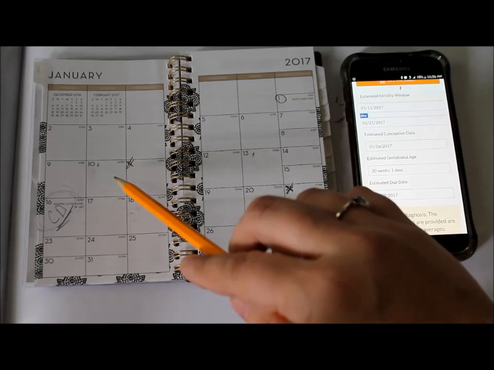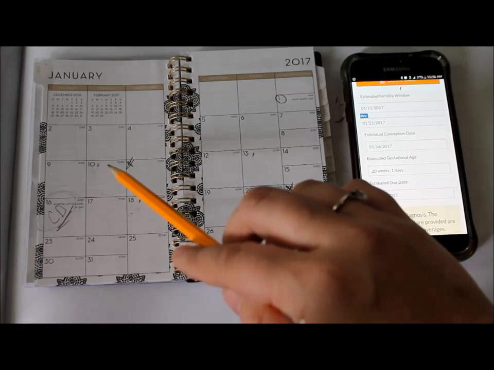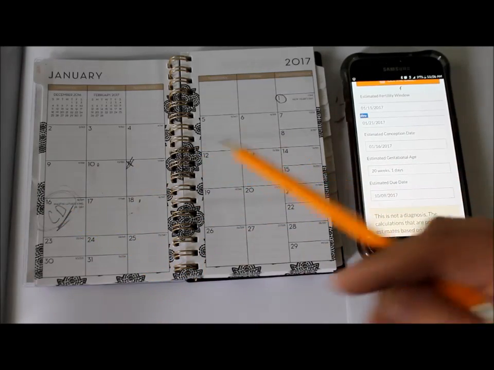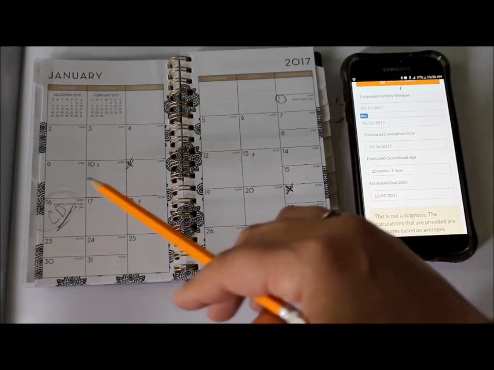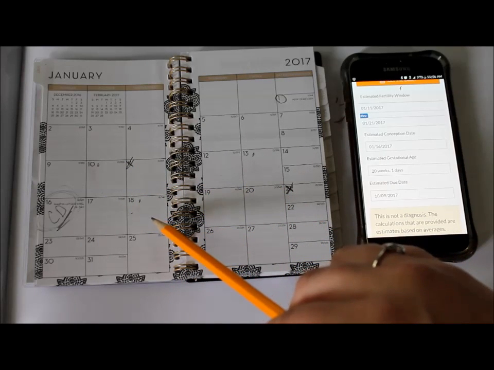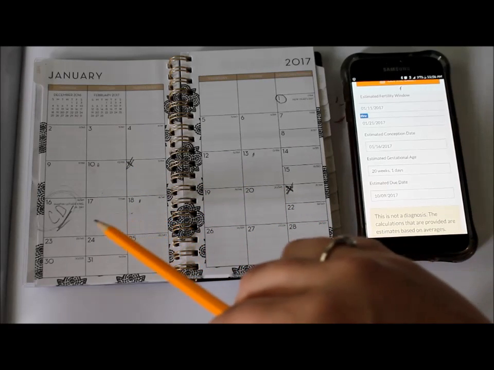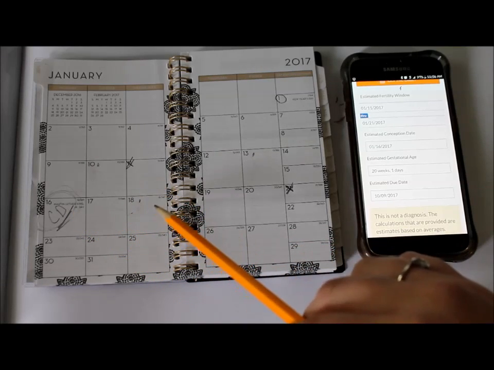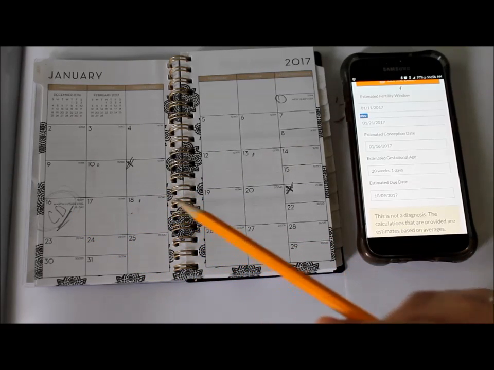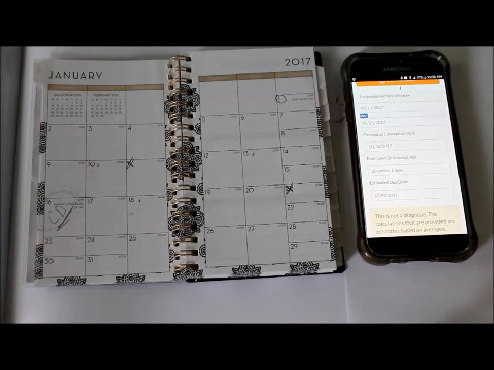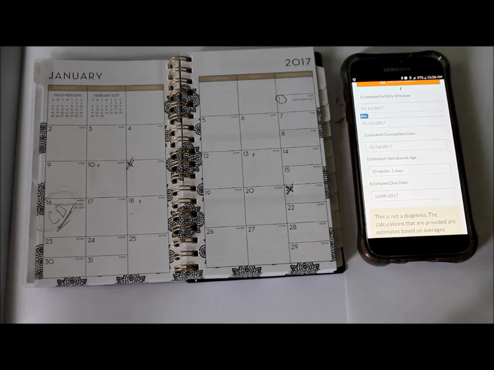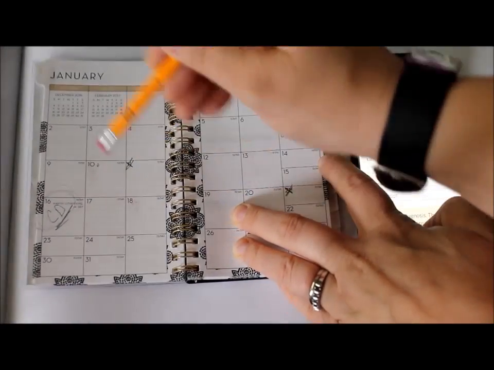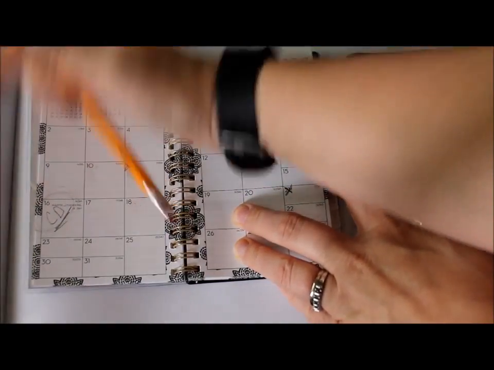Could you have conceived on the 10th? Is it possible that the sperm lasted that long until the egg was released? It's possible. It's less likely because it's a little farther away. Is it possible that you released an egg after this estimated conception date? Absolutely. So it could have happened here as well. But since you were with one man, that is who the father is, and that is when your possible conception occurred. So let's get rid of these dates and do another scenario.